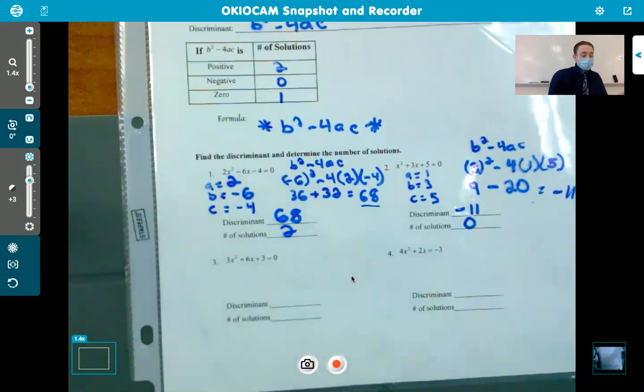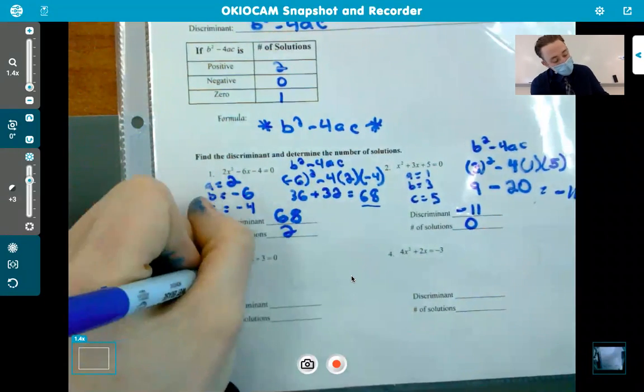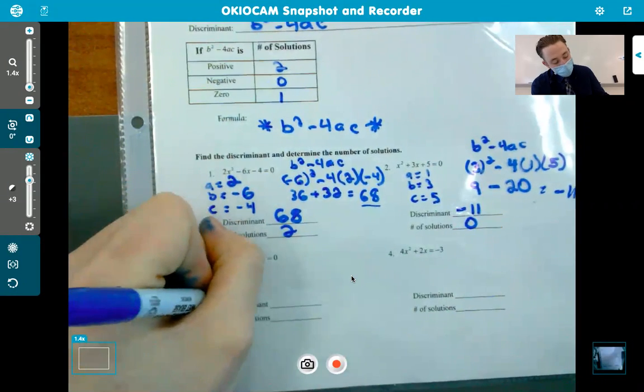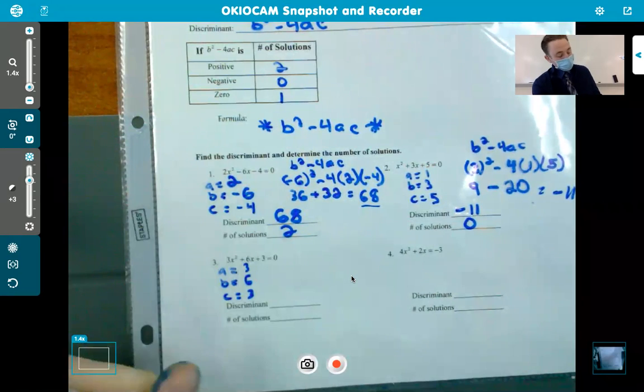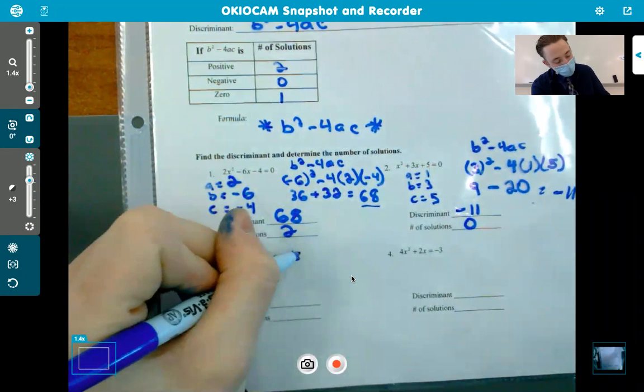Number 3, what's the first thing I need to make sure I have? It's equal to 0, which I have. What are my A, B, and C values? 3, 6, and 3. I plug those in.